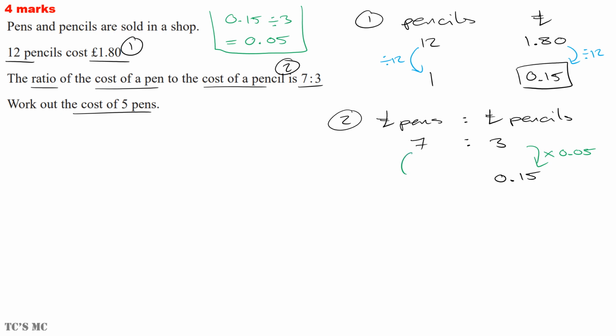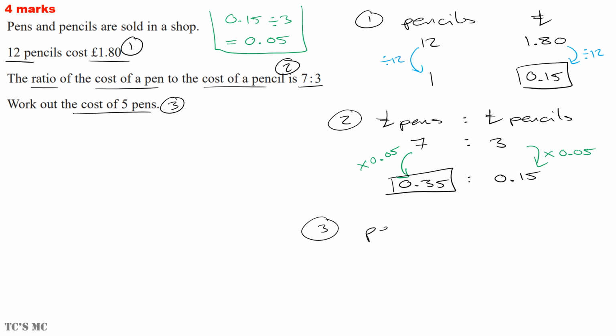Do the same on the other side. 7 multiplied by 0.05 is 0.35. So the cost of 1 pen is 0.35 pounds. Now we have a third mark. This is my third step.